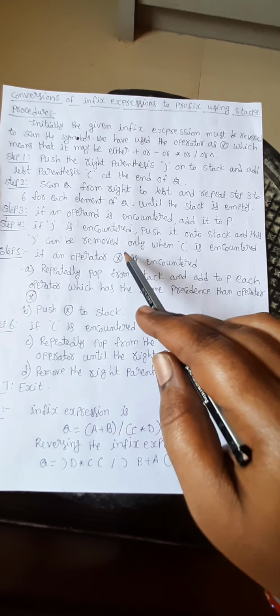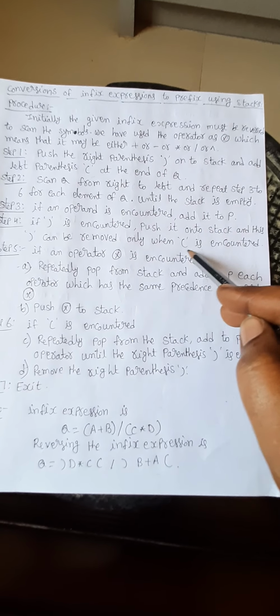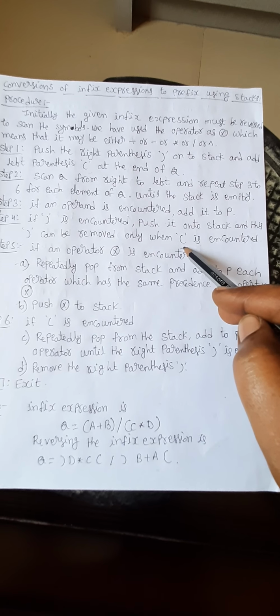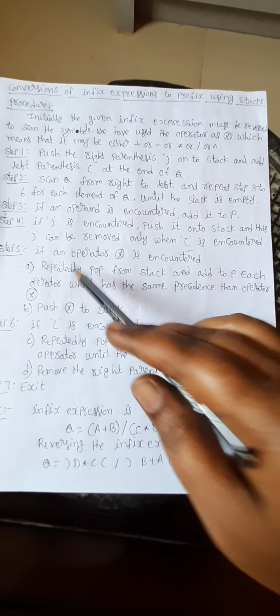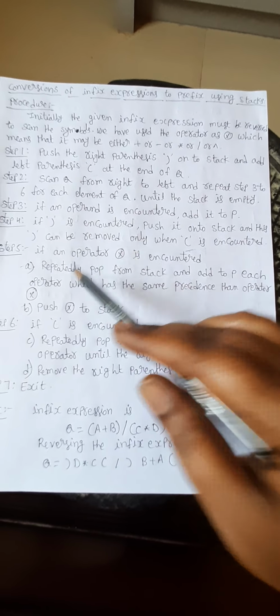And after this, it will be removed only when the left parenthesis is encountered. At that time we have to remove the right parenthesis. Whereas in the postfix expression, we remove the left parenthesis only when the right parenthesis is encountered. Whereas in this, it is reverse. And the 5th step is, if an operator is encountered, we have to repeatedly pop the stack, and add each operator with the same precedence, or else higher precedence. And at last we have to push the operator into the stack.